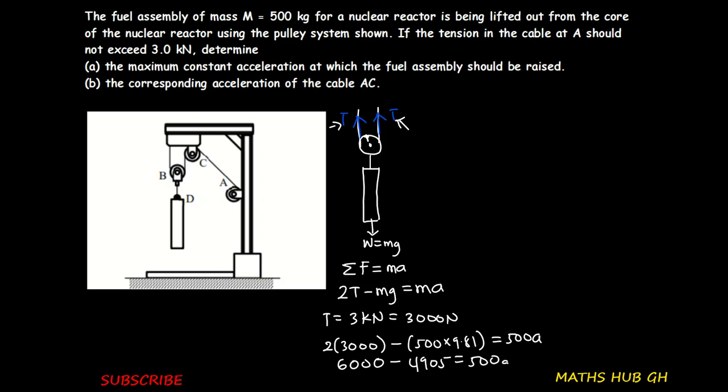Let's simplify the term on the left hand side. You're going to have 6000 minus 4905, which gives us 1095. This should be equal to 500A. We want to find A, so A is equal to 1095 divided by 500. Let's see the value of A.